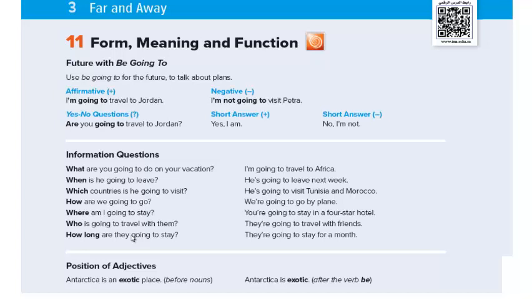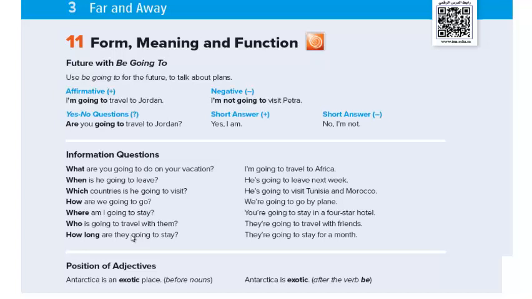What are you going to do in your vacation? I'm going to travel to Africa. When is he going to leave? He's going to leave next week. Which countries is he going to visit? He's going to visit Tunisia and Morocco. How are we going to go? We're going to go by plane. Where am I going to stay? You're going to stay in a 4-star hotel.